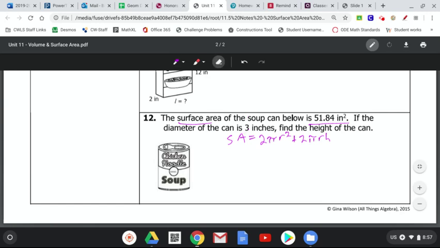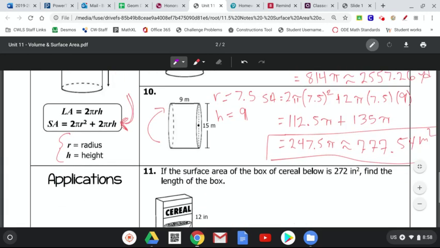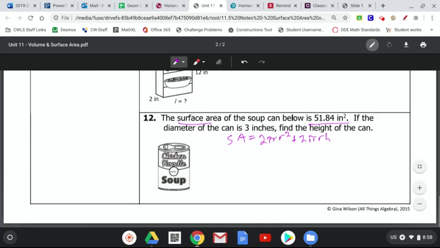So, I'm going to erase this area. Moving on, if the diameter of the can is 3 inches, diameter means the whole thing across. We need a radius, okay? So we take that 3, we divide it by 2. That's going to give us 1.5, which is the radius, okay? So we need to know that. So we have a surface area and we have a radius. We plug those two things into our formula.